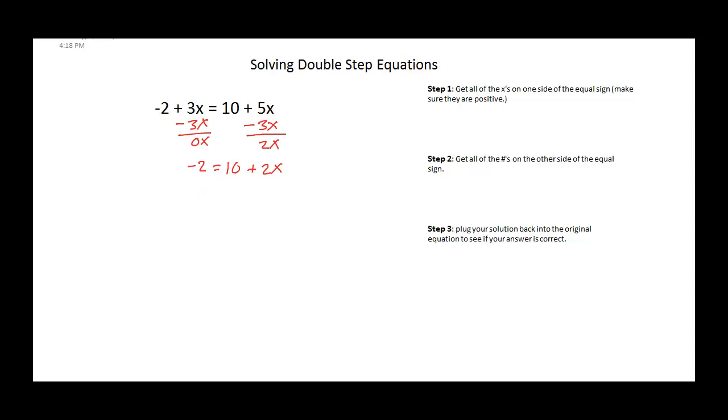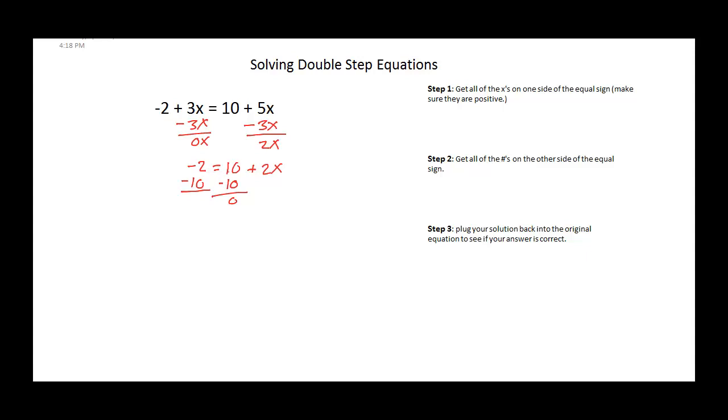So now I need to move on to step number 2 because I have no x's on the left side. All of my x's are isolated on the right side. So now I need to get rid of this positive 10. To undo that, I'm going to subtract 10, which leaves me 0 over here. And if I do it to the left side, I have to do the same thing to the right side. So a negative 2 minus 10.